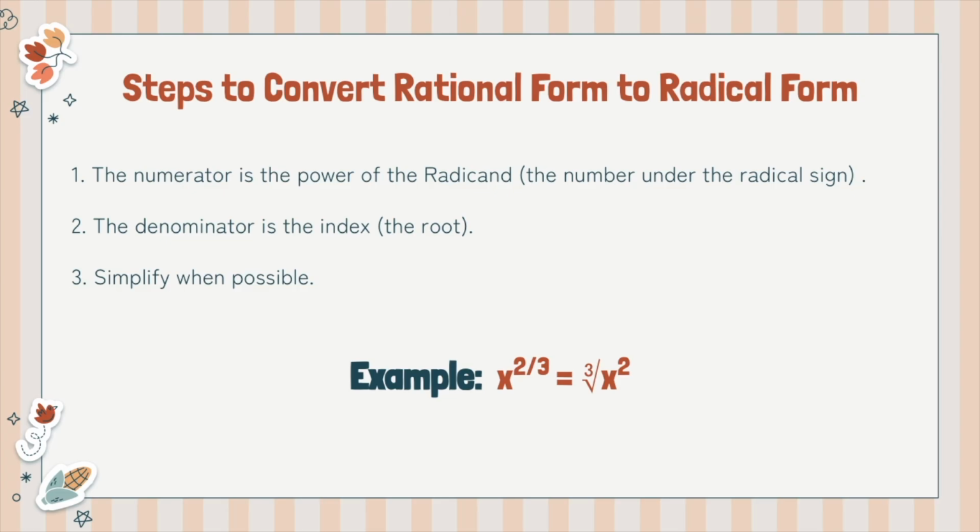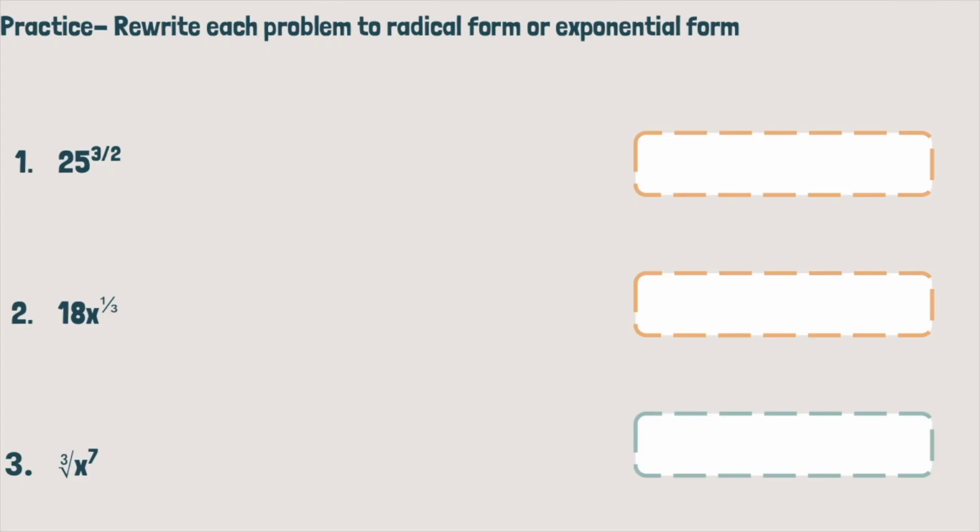Now let's try some on our own. Here we're going to practice. We're going to rewrite each problem to radical form or exponential form, going whichever direction it is not. So we've got 25 to the 3/2. First we're going to take our 25, and our denominator becomes our index. Our index is 2, so that means we're going to have a square root here. Then our numerator becomes our exponent, so we're going to have 25 to the 3rd power.